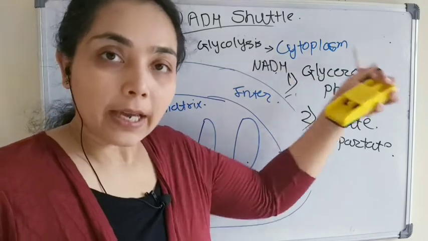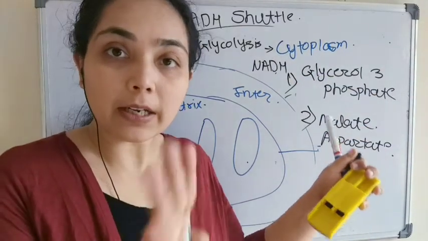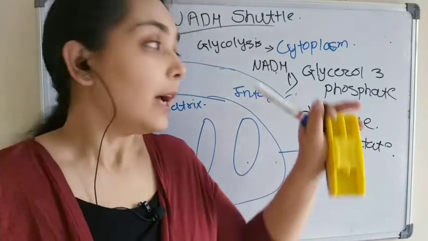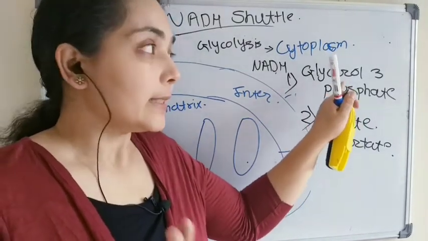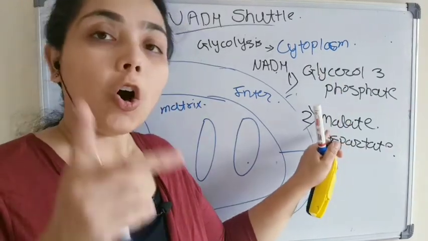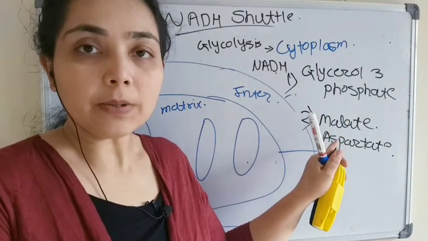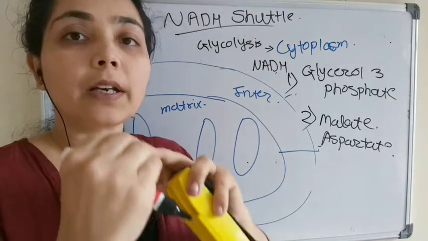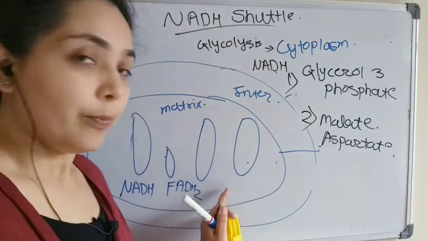NADH will take the help of these two shuttle systems, either glycerol 3-phosphate or malate aspartate, not both at the same time. Remember one thing here: it will use either of these shuttle systems, and it will transfer its electrons to the matrix.